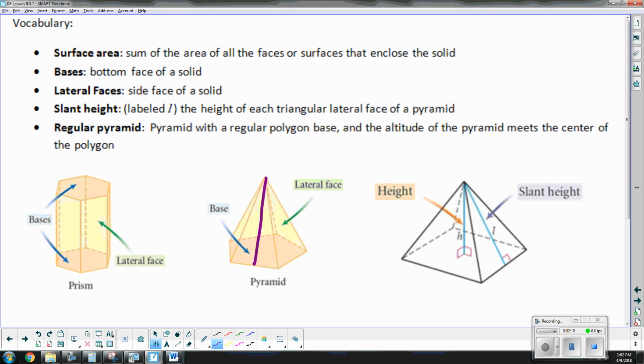And then a regular pyramid is a pyramid with a regular polygon base. So in this case, this pyramid has a pentagon base. So this would be a regular pentagonal pyramid. And in the second one over here, we have a square pyramid. Okay, so here's the slant height, that's L, whereas the actual height, H, goes from the center of the base to the tip of the pyramid.